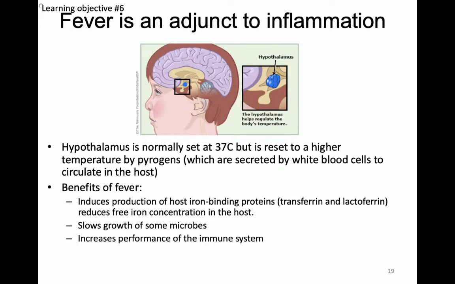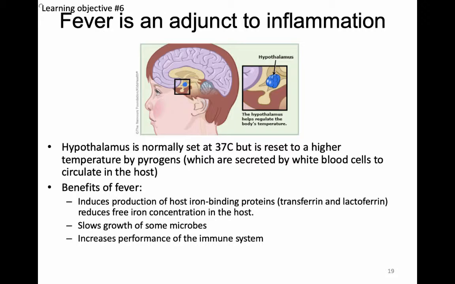Often accompanying inflammation is fever. Fever is caused by the hypothalamus getting reset to a higher temperature. The hypothalamus controls body temperature of the host, which is normally 37 degrees centigrade. But during fever, molecules called pyrogens are released by white blood cells. They circulate in the host and cause the hypothalamus to increase the normal set body temperature of the host so that the host body is at a slightly elevated temperature.